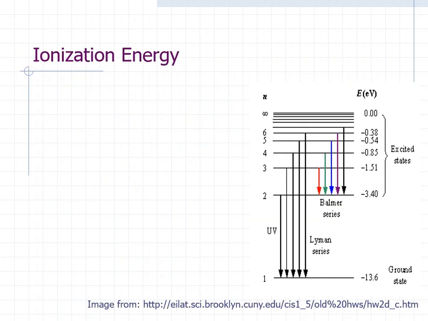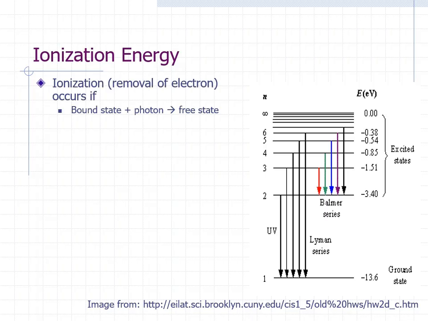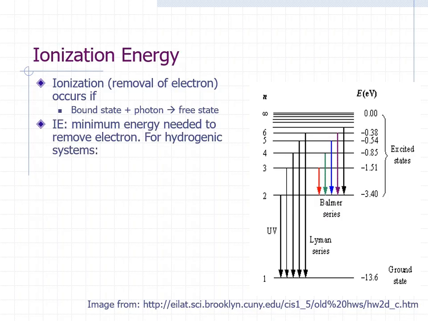Let's now talk about ionization energy. Ionization refers to the removal of an electron from an atom. For hydrogenic systems, this can happen if an electron gains enough energy from a photon to excite the electron from a bound state to a free or continuum state. The ionization energy, IE, is defined as the minimum energy needed to remove the electron. In other words, for hydrogenic systems, it is just the energy needed to excite the electron to the quantum state where n equals infinity. Since the energy is 0 when n equals infinity, it's easy to see that the ionization energy is just the absolute value of the bound state energy.